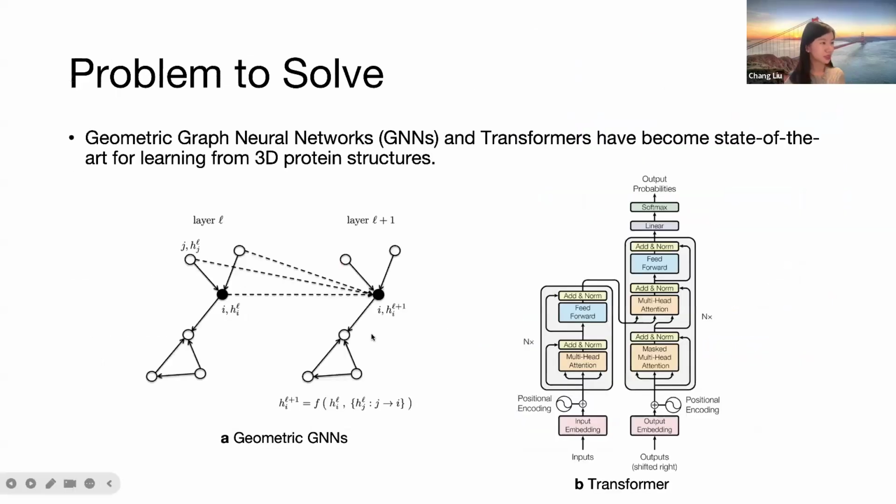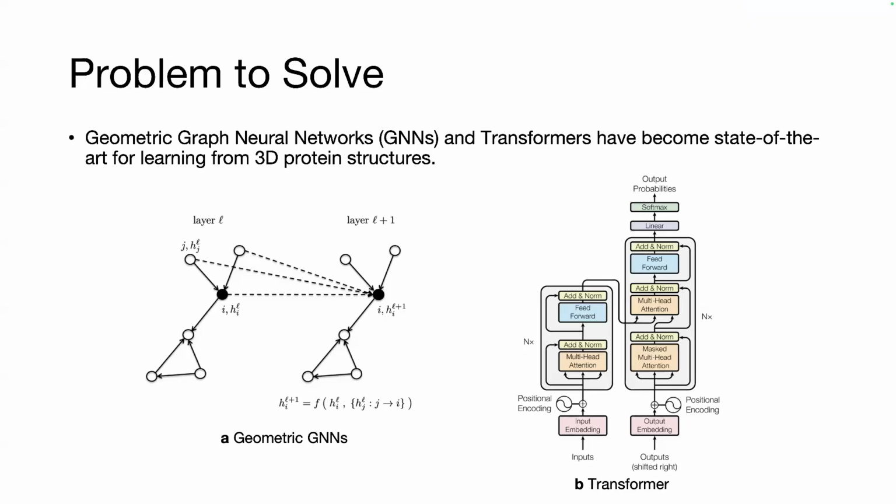So, based on the study of previous works, we can categorize them into two types: geometric graph neural network based methods and transformer based methods. Both of them have become state-of-the-art methods for learning from 3D protein structures. But as I have mentioned, a transformer is a special type of graph neural network. It is actually a fully connected graph neural network.